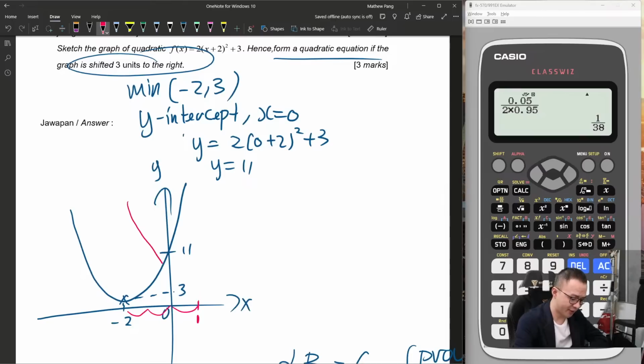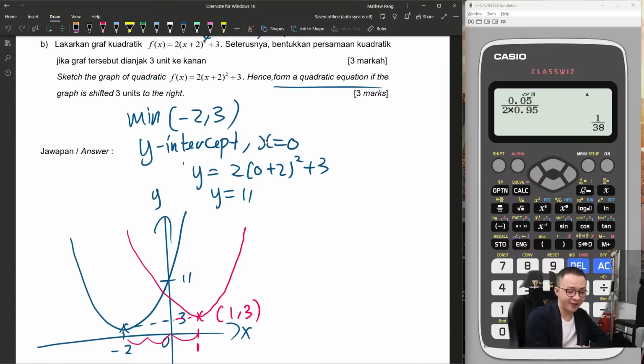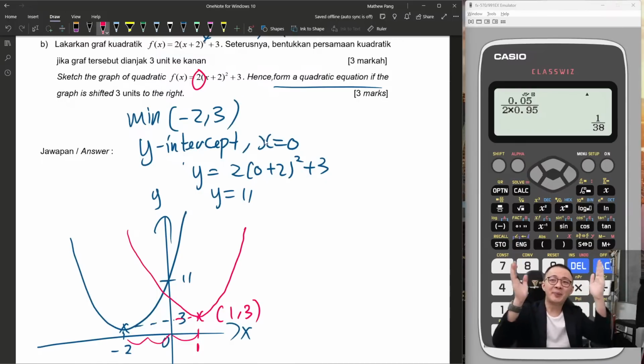Parabola. Yeah, maybe it's not. The y-intercept maybe will change. It doesn't matter. But the a value remains the same. So right now your minimum point should be 1, 3. Okay, the a value remains the same. Do you see my a value too? Because the a value decides how big the curve is. Because the curve shape doesn't change, so the 2 will remain the same.